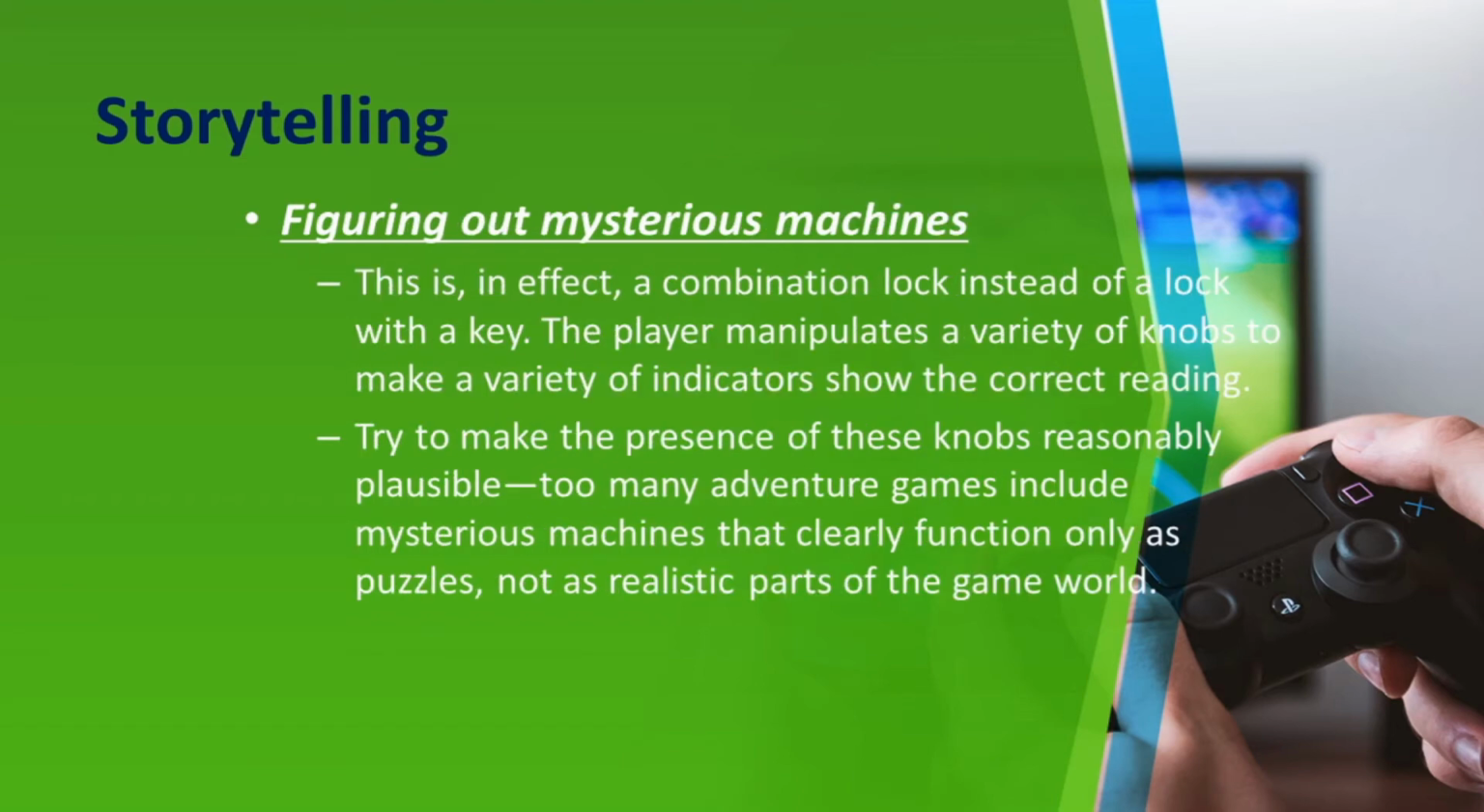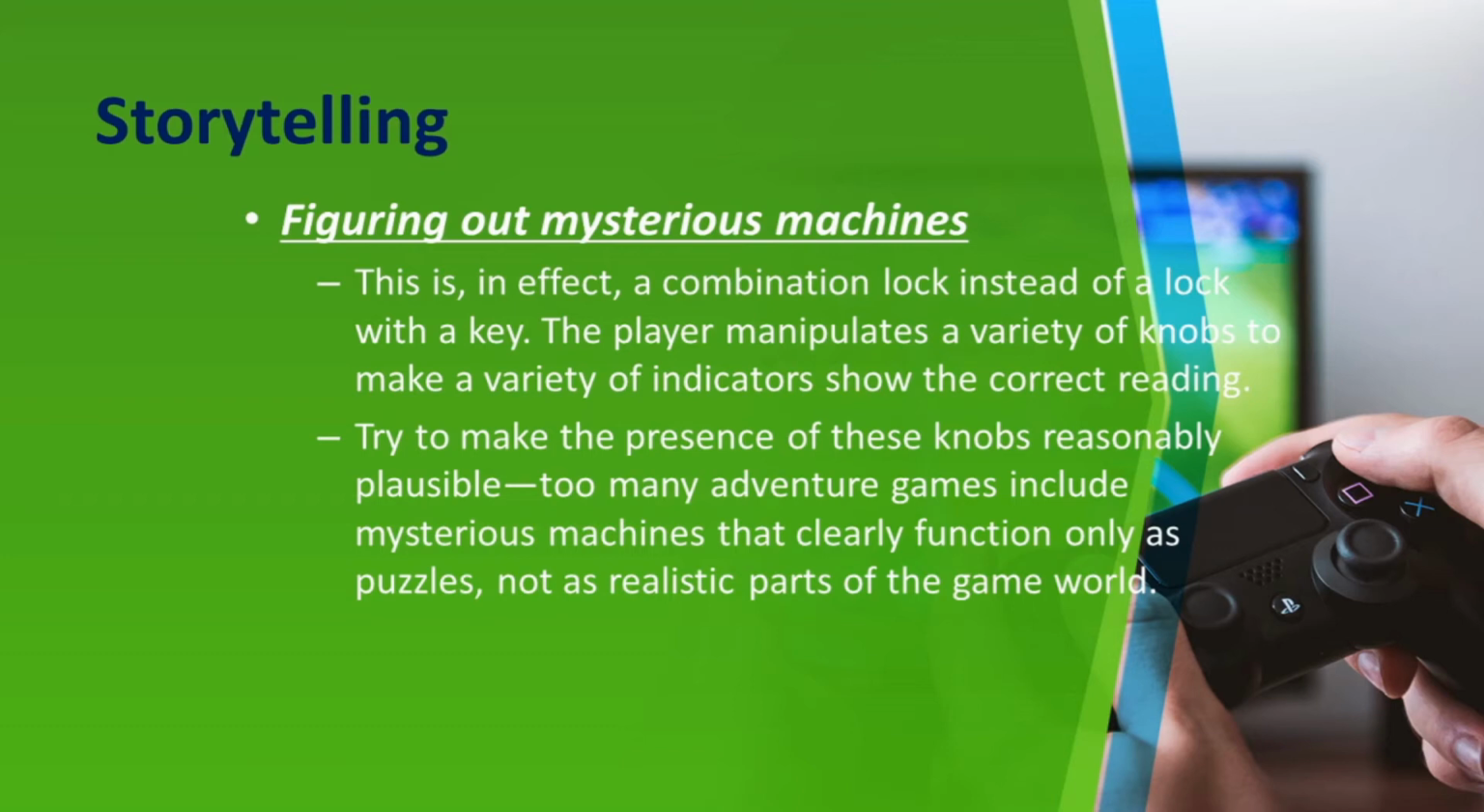Next, we have figuring out mysterious machines. This is in effect a combination lock instead of a lock with a key. The player manipulates a variety of knobs to make a variety of indicators show the correct reading. So try to make the presence of these knobs reasonably plausible. Too many adventure games include mysterious machines that clearly function only as puzzles and not as realistic parts of the game.